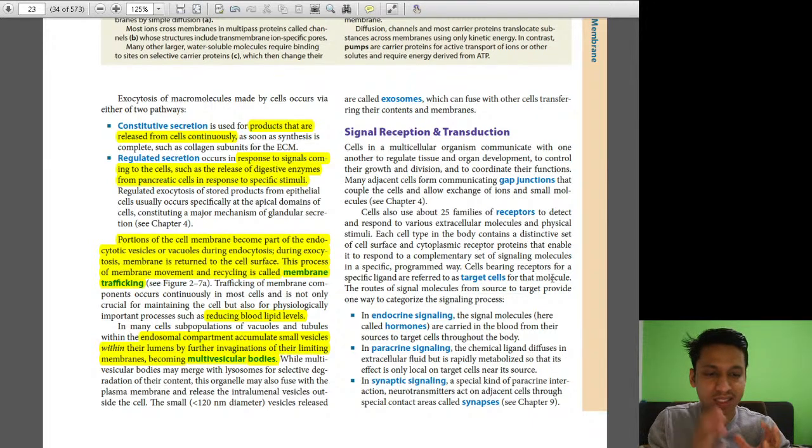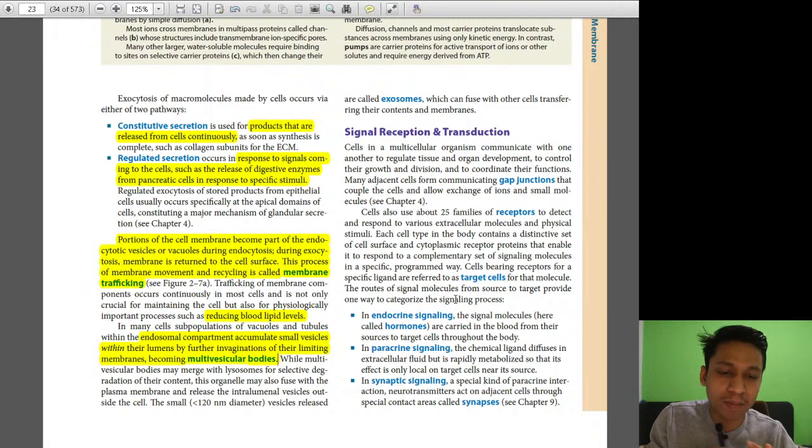These cells, which bear a specific receptor for a specific ligand, they are called the target cells for that specific ligand or that specific molecule. The route of signal molecules from source to target provide one way to categorize the signaling process.